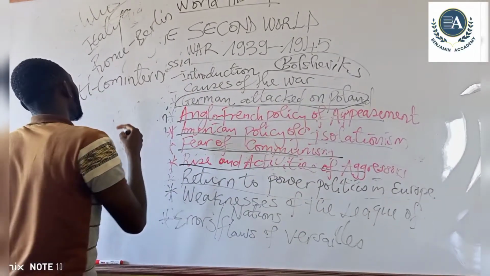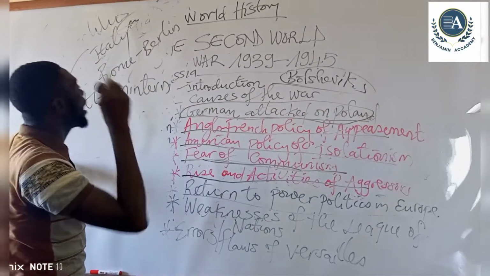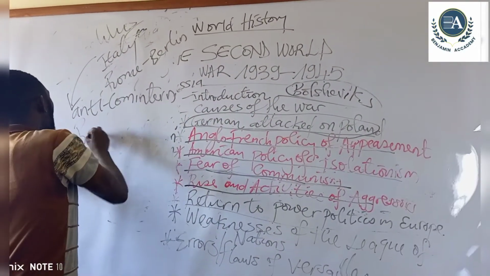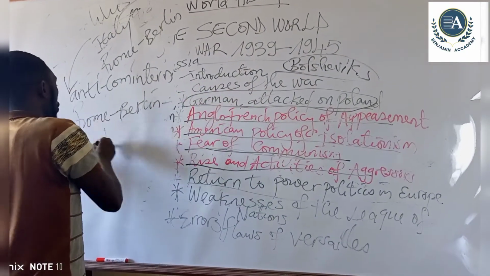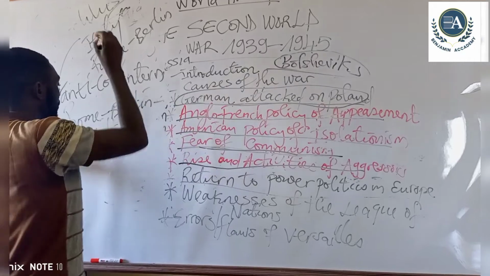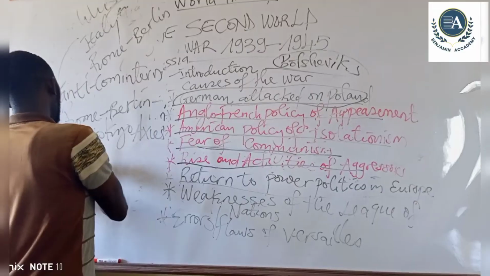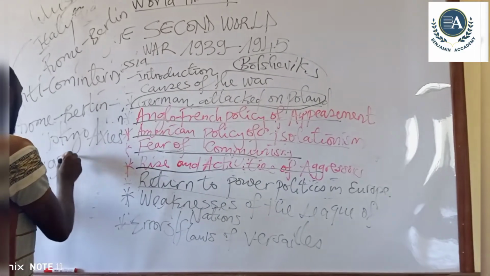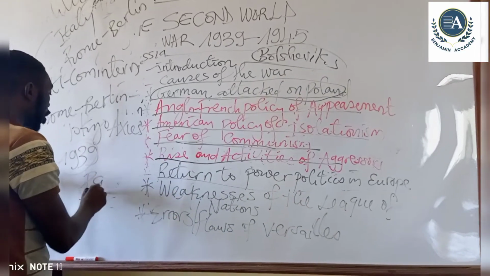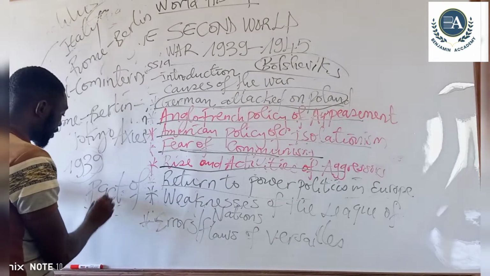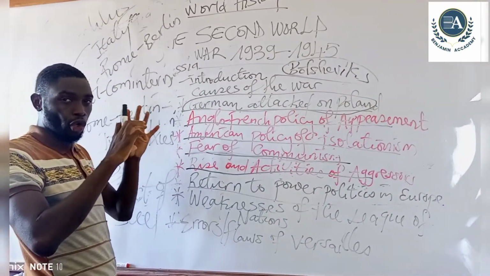In 1937, Italy left the League of Nations and joined the Anti-Comintern Pact, and they changed it to the Rome-Berlin-Tokyo Axis in 1937. And by 1938, the Rome-Berlin-Tokyo Axis was changed to the Pact of Steel, which means an attack on one means an attack on all.